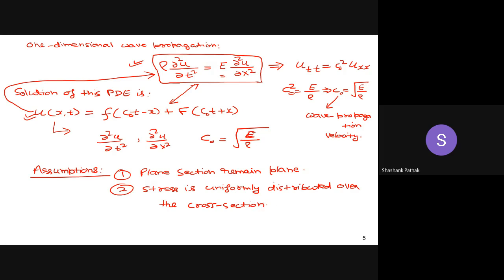Suppose we say that plane sections do not remain plane, or stress is not uniformly distributed. Then the wave equation that we have derived here will not be valid, and the new equation that we develop by removing these assumptions will be super complicated, and it will involve other parameters also. We are not going into that, and maybe you can use it in your future research. You should understand that these two fundamental assumptions are inherent in the derivation of this particular equation.